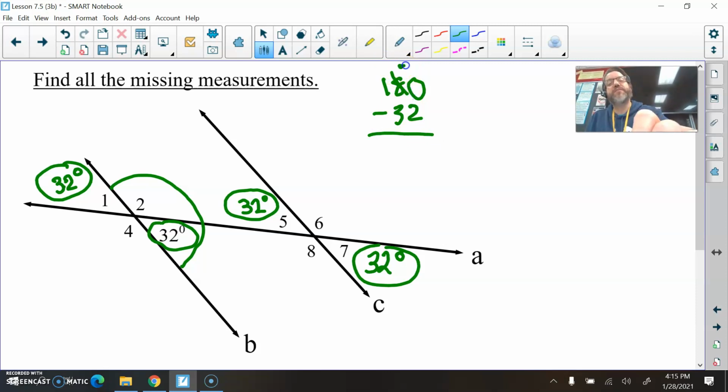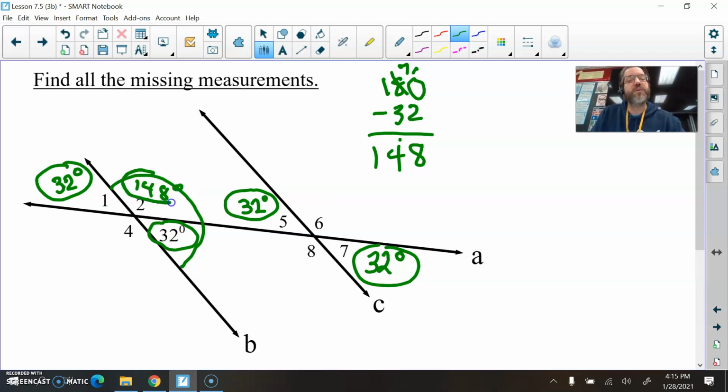Make this 8 a 7. This becomes 10. 10 minus 2 is 8. 7 minus 3 is 4. And I have that 1 out in front. So 148 degrees. So angle 2 is 148 degrees. Well, I just unlocked the puzzle, didn't I? So angle 4 has to be 148 degrees.